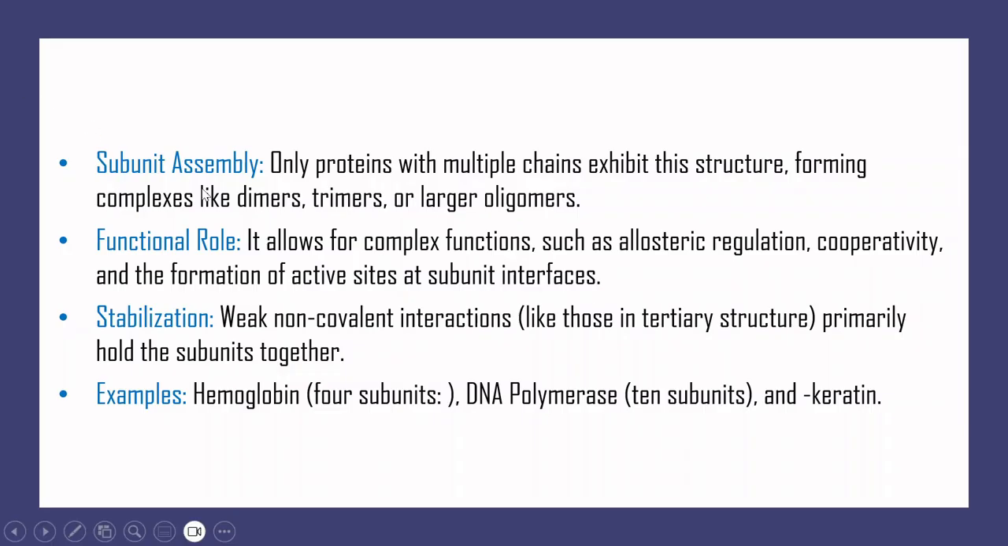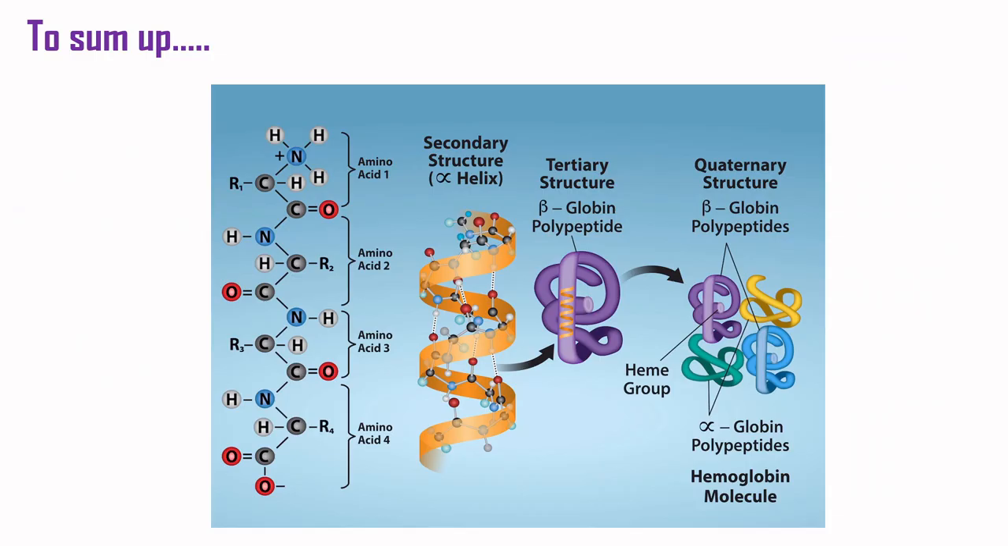Now, subunit assembly, if you consider, they form dimer, trimer, or larger oligomer. In the case of functional role, it allows for complex functions like allosteric regulation, cooperativity, and formation of active sites at subunit interfaces. It is stabilized by weak non-covalent interactions which hold the units together. For a familiar example, hemoglobin contains 4 subunits, DNA polymerase contains 10 subunits, and keratin are some of the examples of quaternary structure.